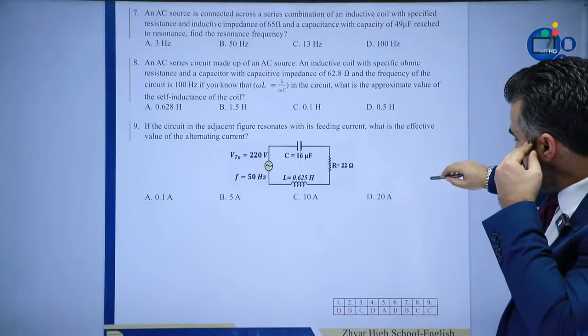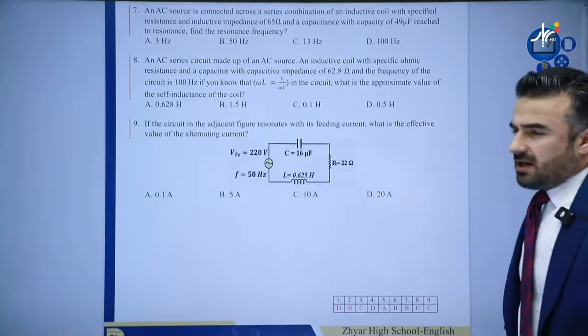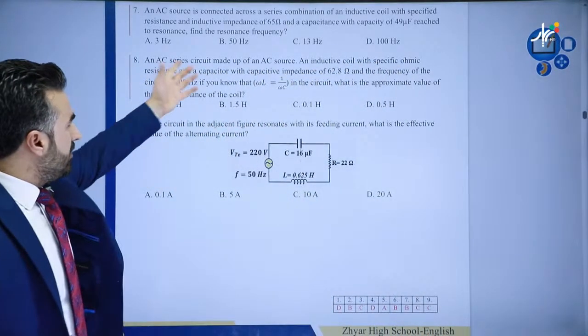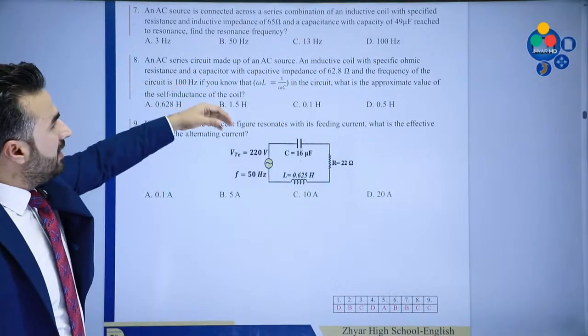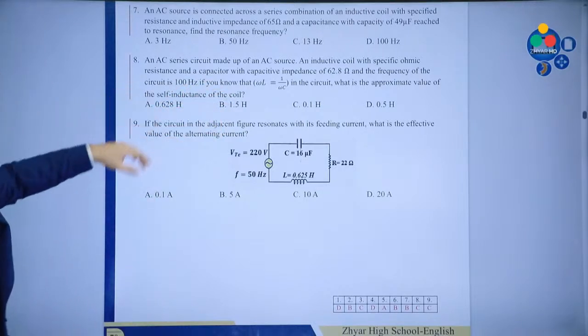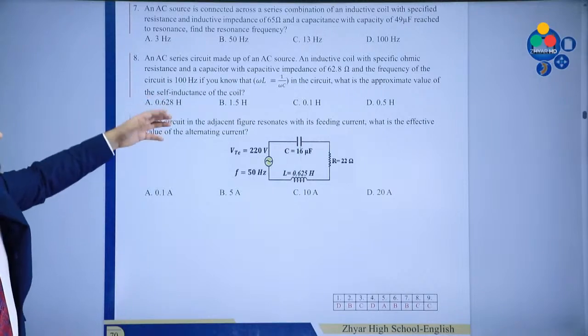Okay, 7, that was B, so of course it was 50. Okay, what about this question right here? It says an AC series circuit made of an inductive coil and all that. So we have a capacitive impedance equal to this. The frequency of the circuit is this much. What is the approximate value of the self-inductance of the coil here?